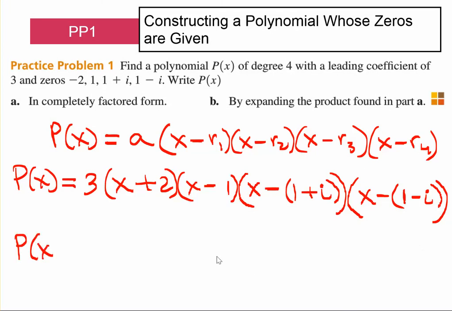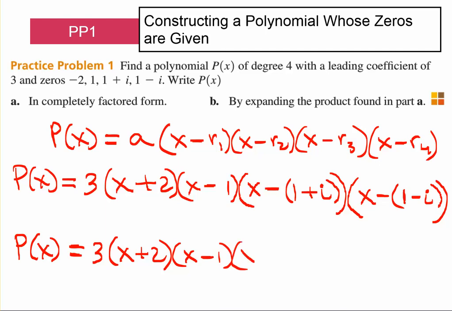All right, let's see what we've got here. 3 on the outside, x plus 2. We've got x minus 1, but let's get rid of this extra stuff. So x, distribute the negative, makes minus 1 minus i. This will be x minus 1 plus i.